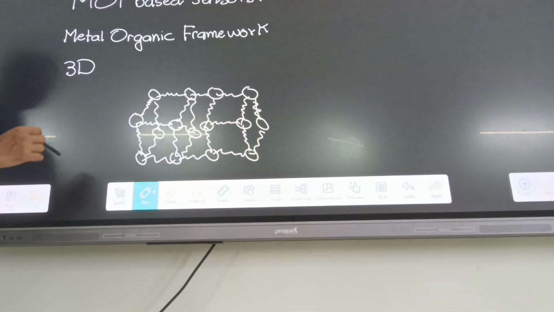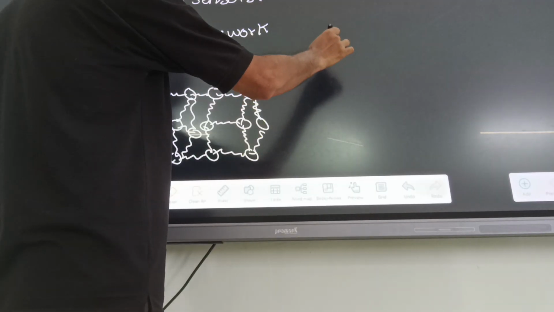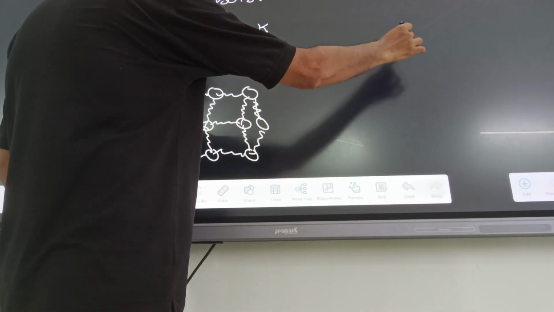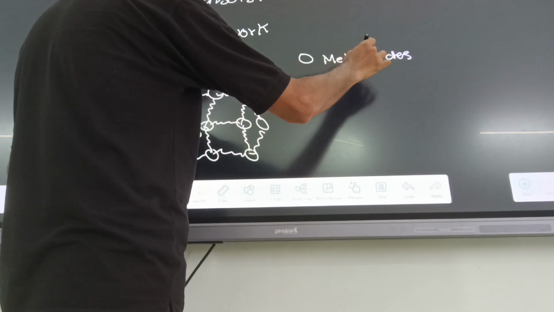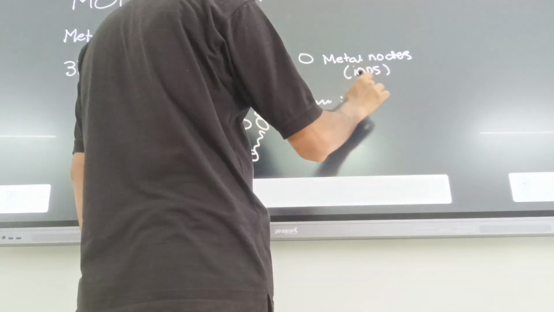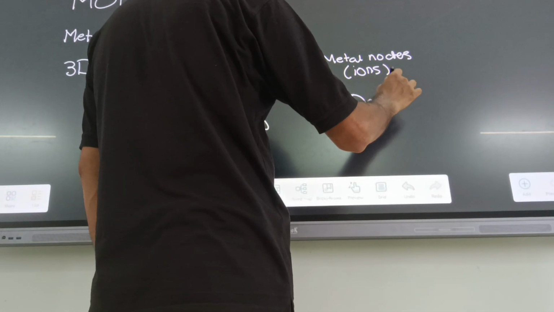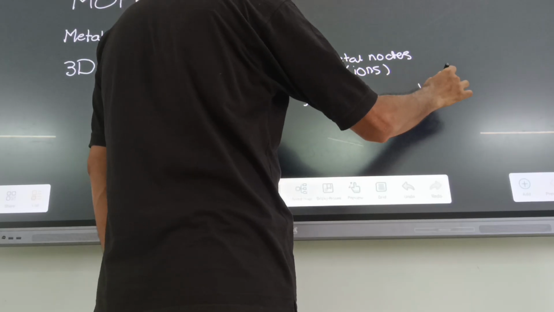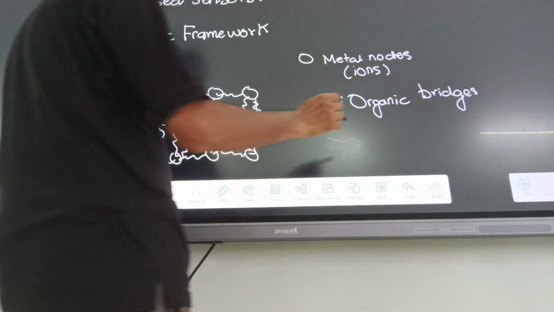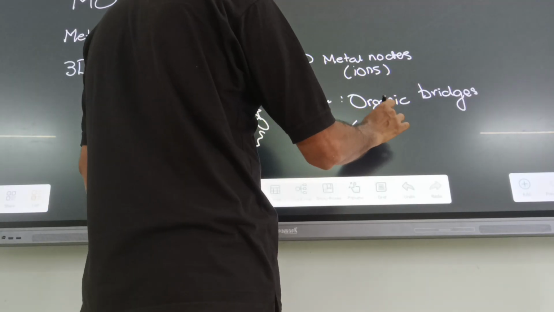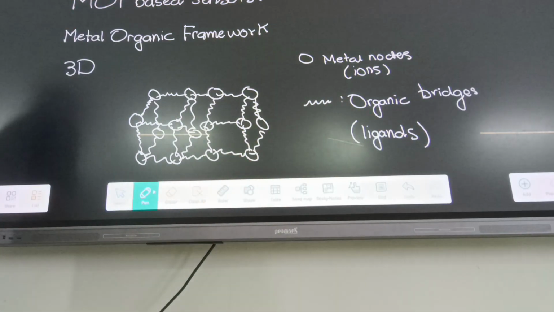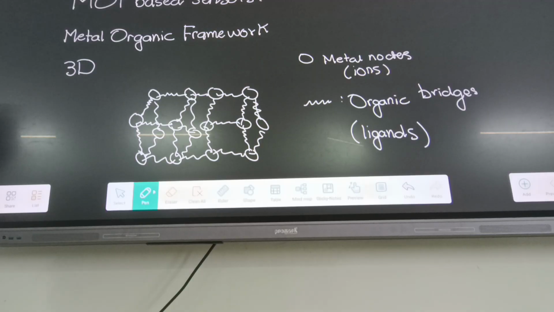So these are the metal nodes, zero ions, and these are the organic bridges. मतलब इसको लाइगैंड से. So these sort of structures form, इसको बोलते हैं metal organic framework.